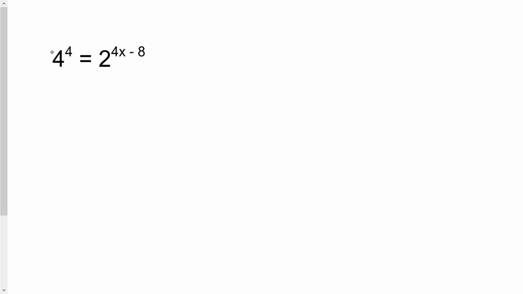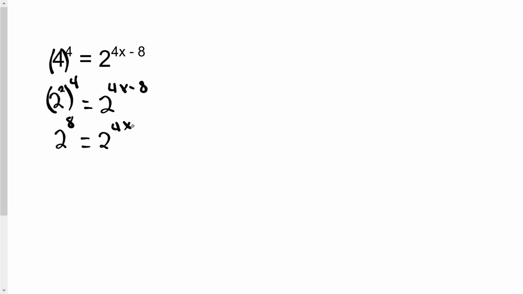All right, hopefully you recognize that 4 can be rewritten as 2 squared. We still have this power of 4 here equals 2 to the power of 4x minus 8. 2 times 4 is 8, so I can rewrite 2 to the power of 2, to the power of 4, as 2 to the power of 8, and bring everything else down.